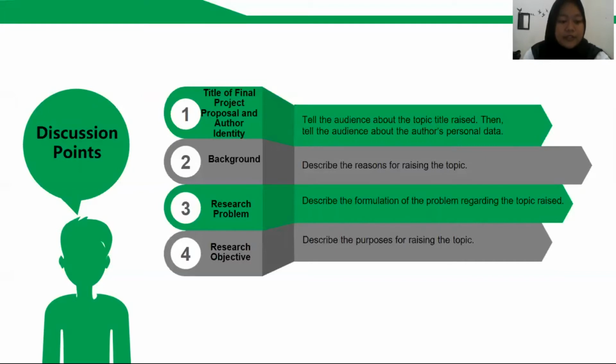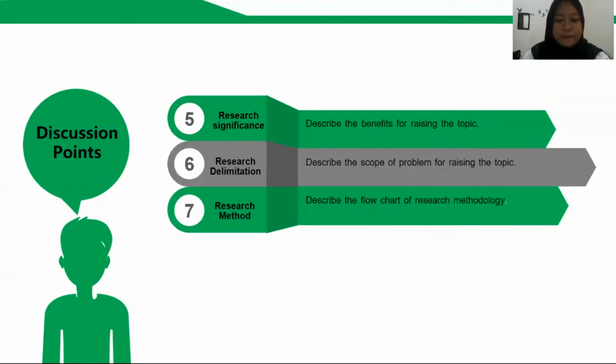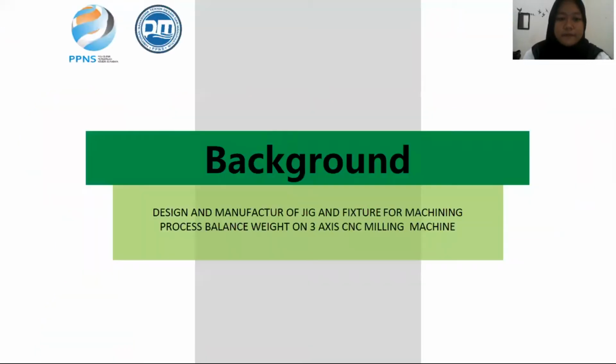regarding the topic raised. The fourth is research objective, that is to describe the purpose for raising the topic. The fifth is research significance, that is to describe the benefit of raising the topic. The sixth is research delimitation, that is to describe the scope of the problem for raising the topic. Then the last is research method, that is to describe the flowchart of research methodology.